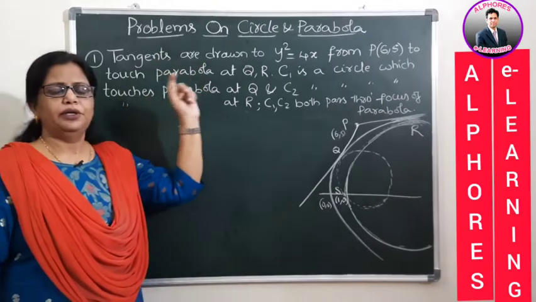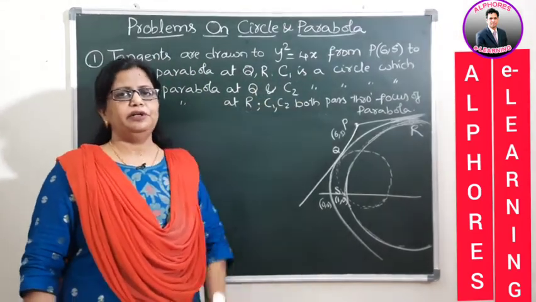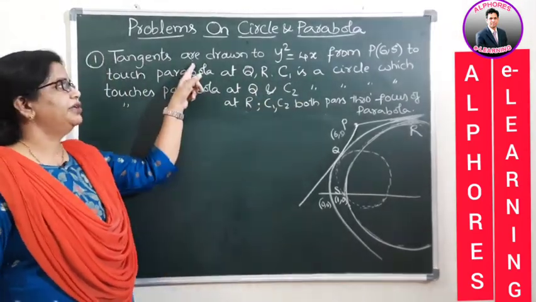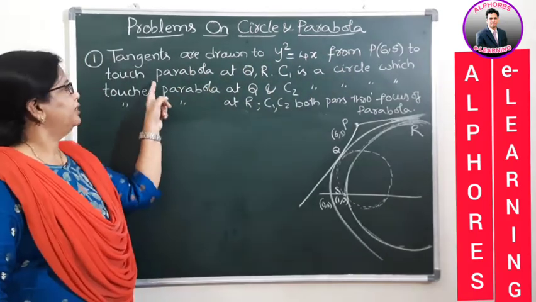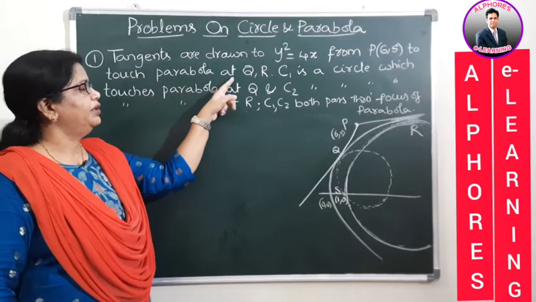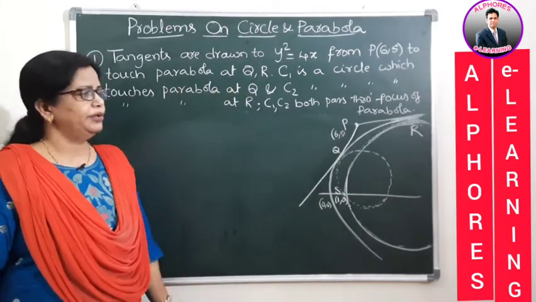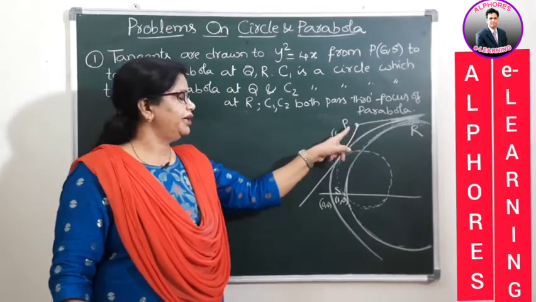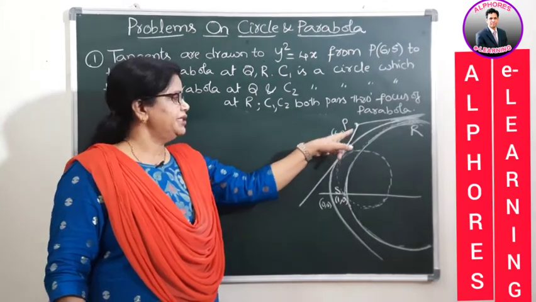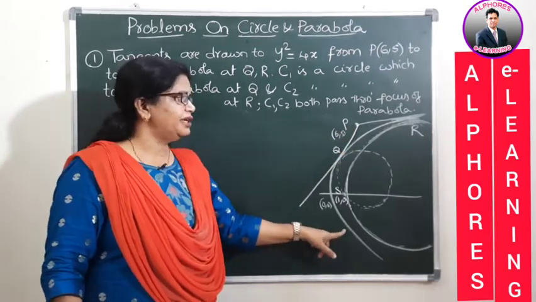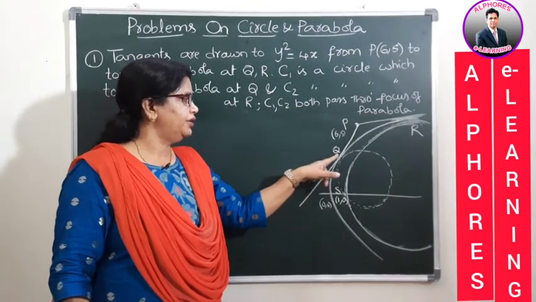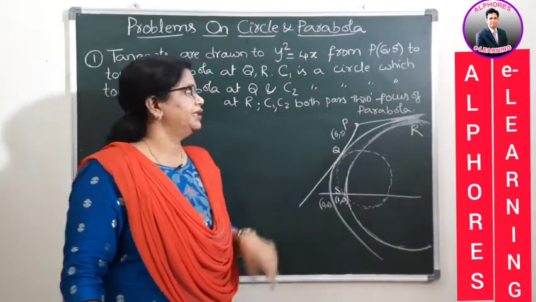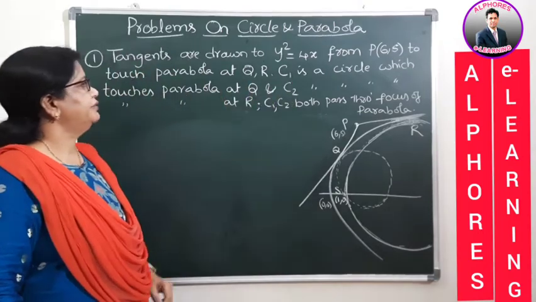Tangents are drawn to a parabola y square equal to 4x from a point (6, 5), and which are touching the parabola at Q and R. That means from a point P (6, 5), tangents are drawn to the parabola y square equal to 4x, and which are touching the parabola at Q and R.